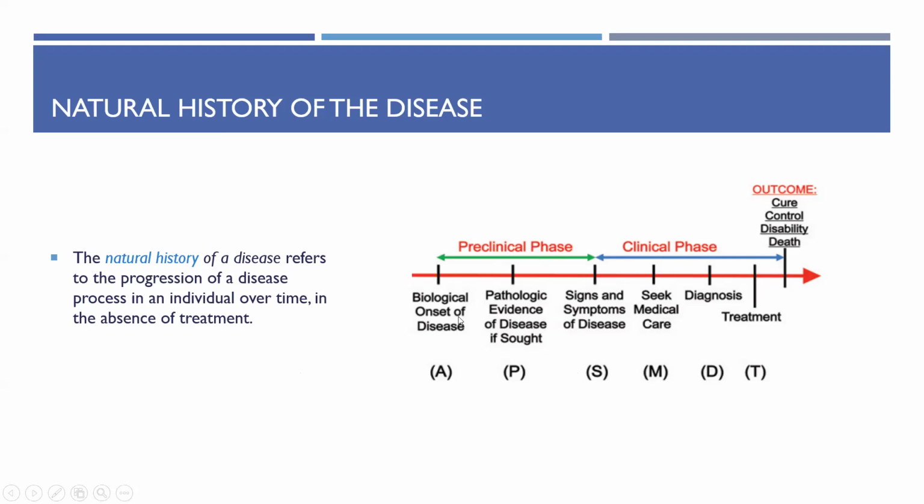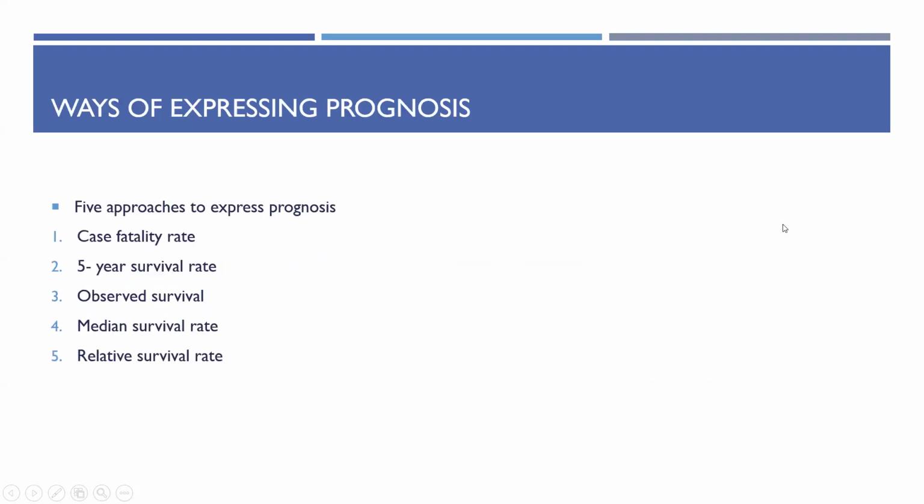Preclinical phase includes biological onset of the disease, pathological evidence of the disease, and appearance of signs and symptoms. The clinical phase includes the appearance of signs and symptoms, seeking medical care, and then diagnosis and treatment. So the outcome of disease will be cure, control, disability, or death.